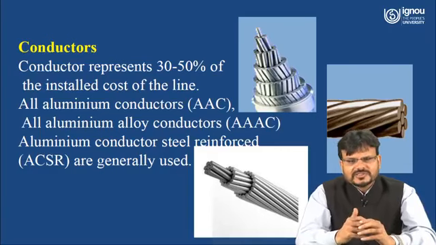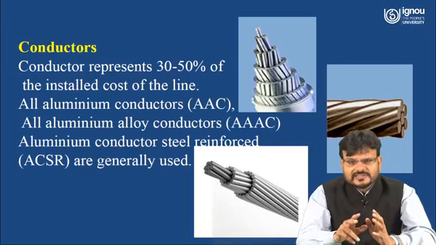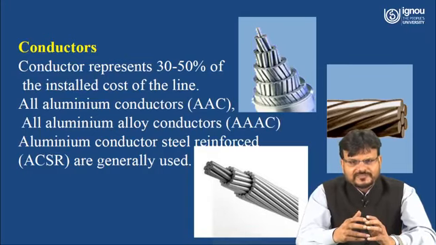What is the use of this steel? Steel is used to increase the mechanical strength of the conductor. As you know, the conductivity of aluminum is more than that of steel. So whatever current flows will flow through the aluminum only, and the steel will support the mechanical strength. Why is it placed in the middle?